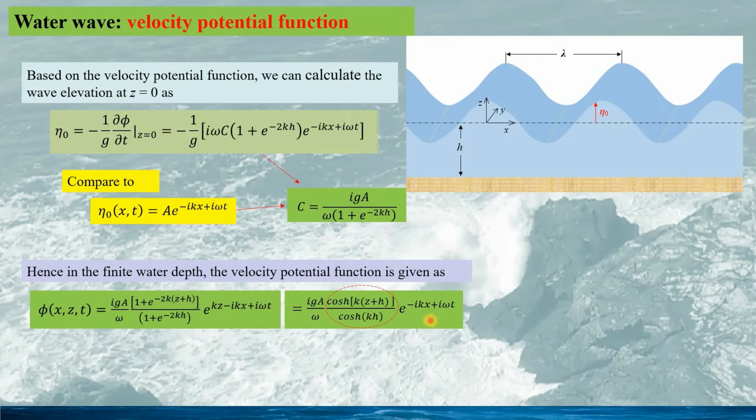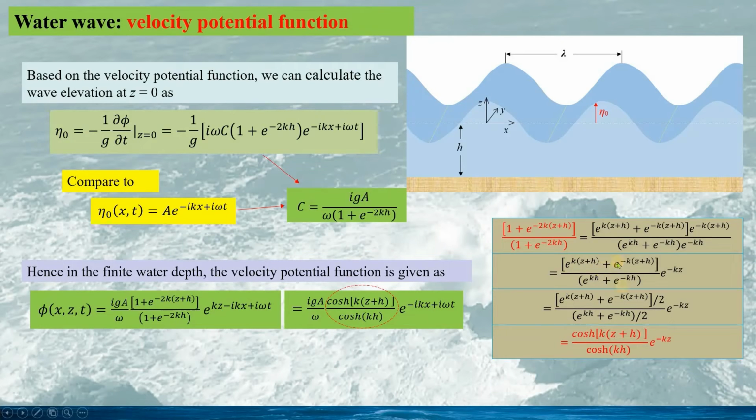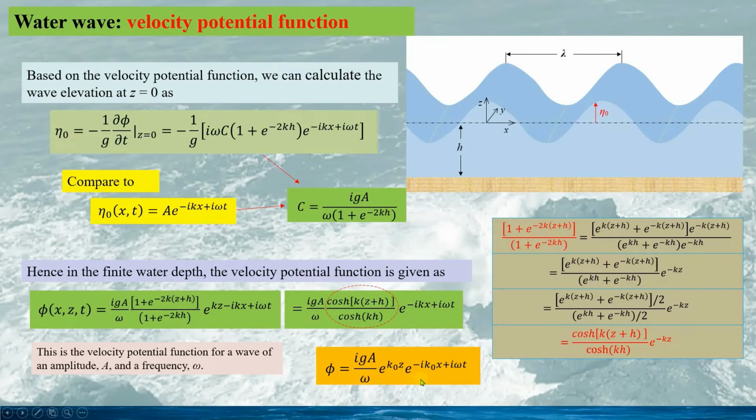How this part is derived, we can see in this mathematical derivation step by step. So this is the velocity potential function for a wave of amplitude a and frequency omega in the water depth h. If we compare this velocity potential function to the wave velocity potential function in deep water, we can see the difference between these two. And here we use a subscript 0 to indicate the physical parameters in deep water. And these two expressions would be the same if we take the water depth h as infinite or large enough to be considered as deep water.